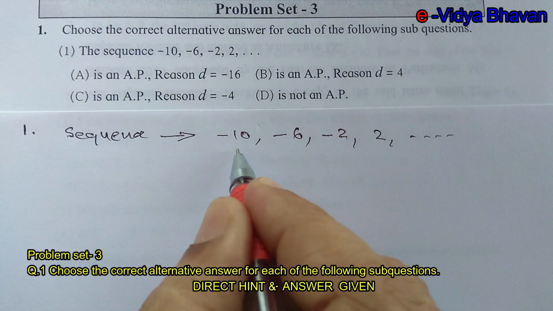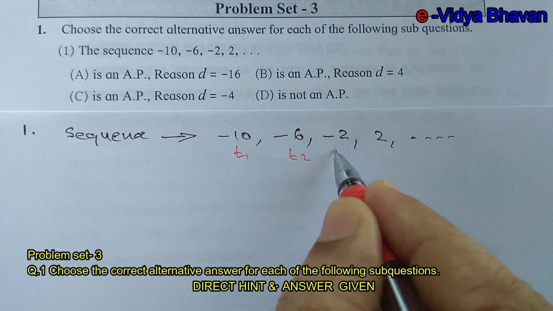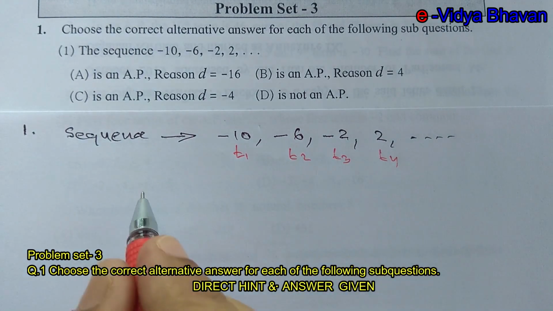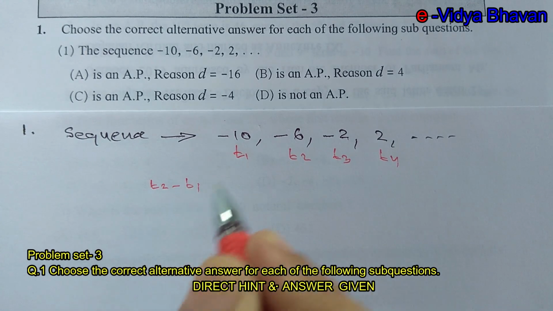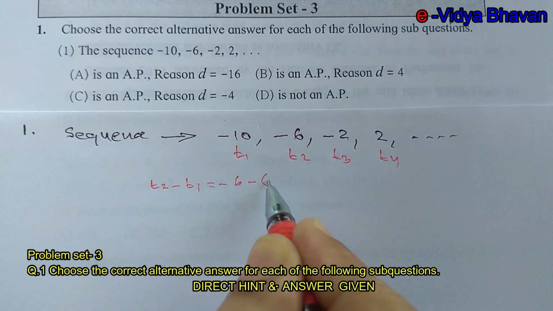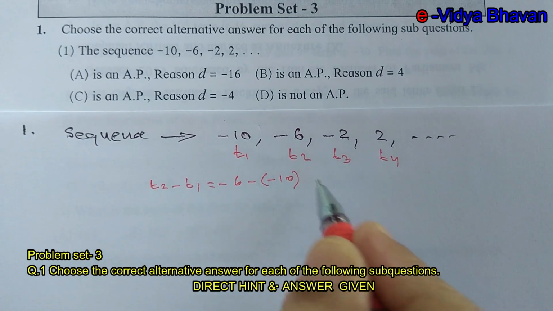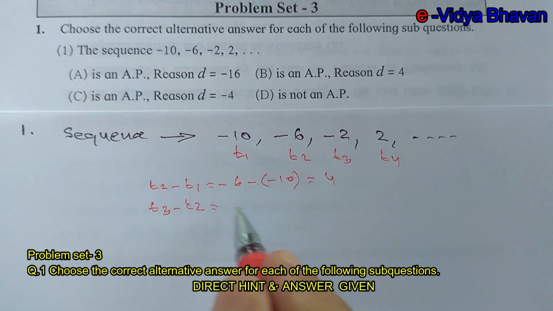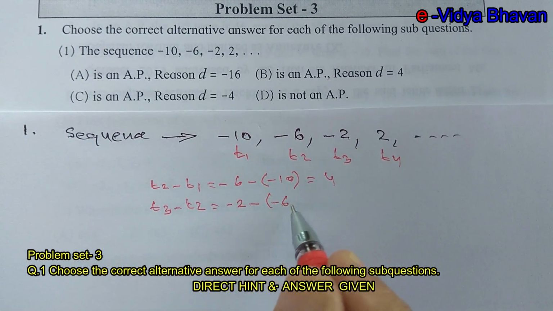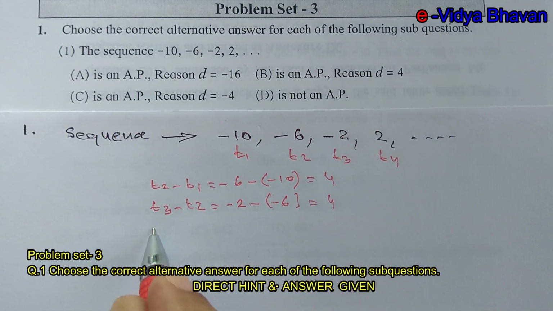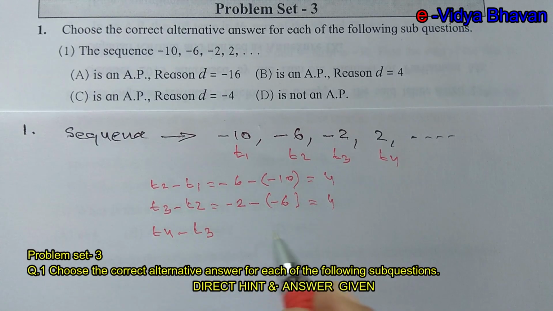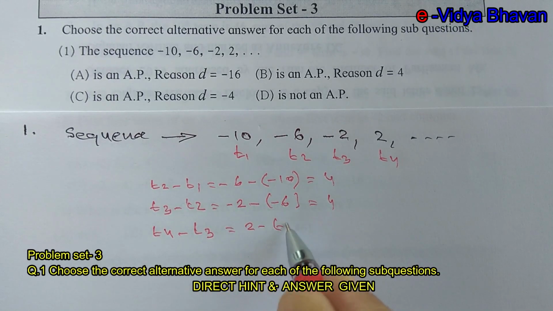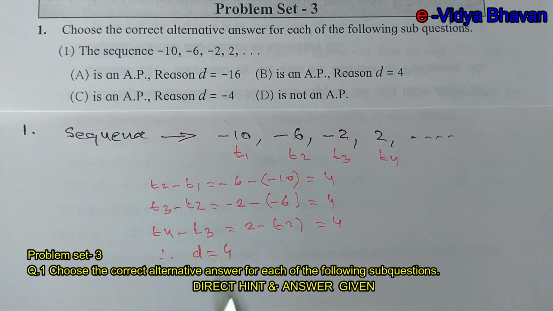Now let us term them T1, T2, T3, T4. Let's take the difference. T2 minus T1 is -6 minus of -10. We are having 4. T3 minus T2, again we have -2 minus of -6, 4. T4 minus T3, we have 2 minus of -2, 4. So the common difference is 4, that is d is 4. So the choice is B.